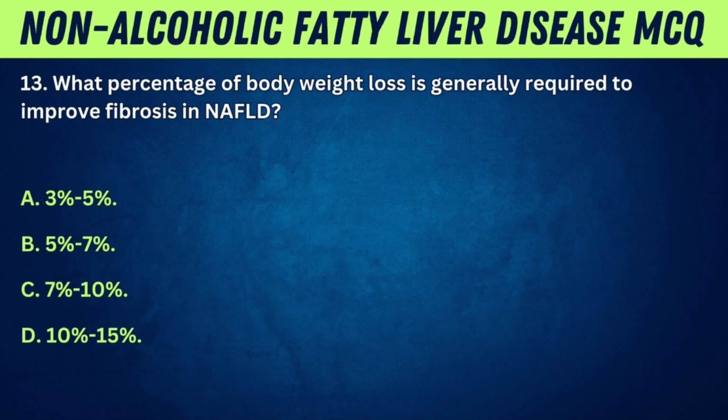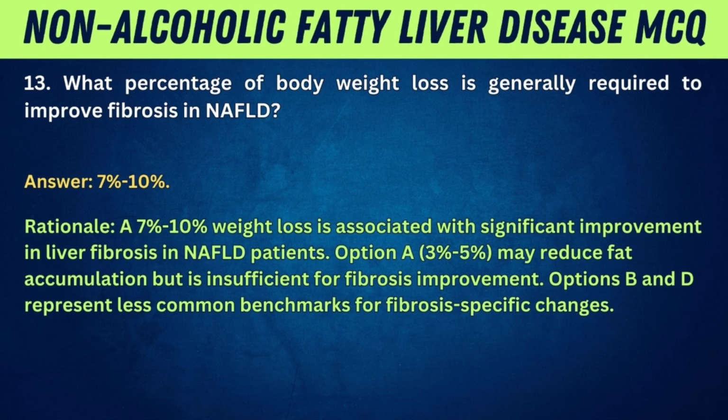13. What percentage of body weight loss is generally required to improve fibrosis in NAFLD? A. 3% to 5%. B. 5% to 7%. C. 7% to 10%. D. 10% to 15%. Answer: 7% to 10%. Rationale: a 7% to 10% weight loss is associated with significant improvement in liver fibrosis in NAFLD patients. Option A, 3% to 5%, may reduce fat accumulation but is insufficient for fibrosis improvement. Options B and D represent less common benchmarks for fibrosis-specific changes.